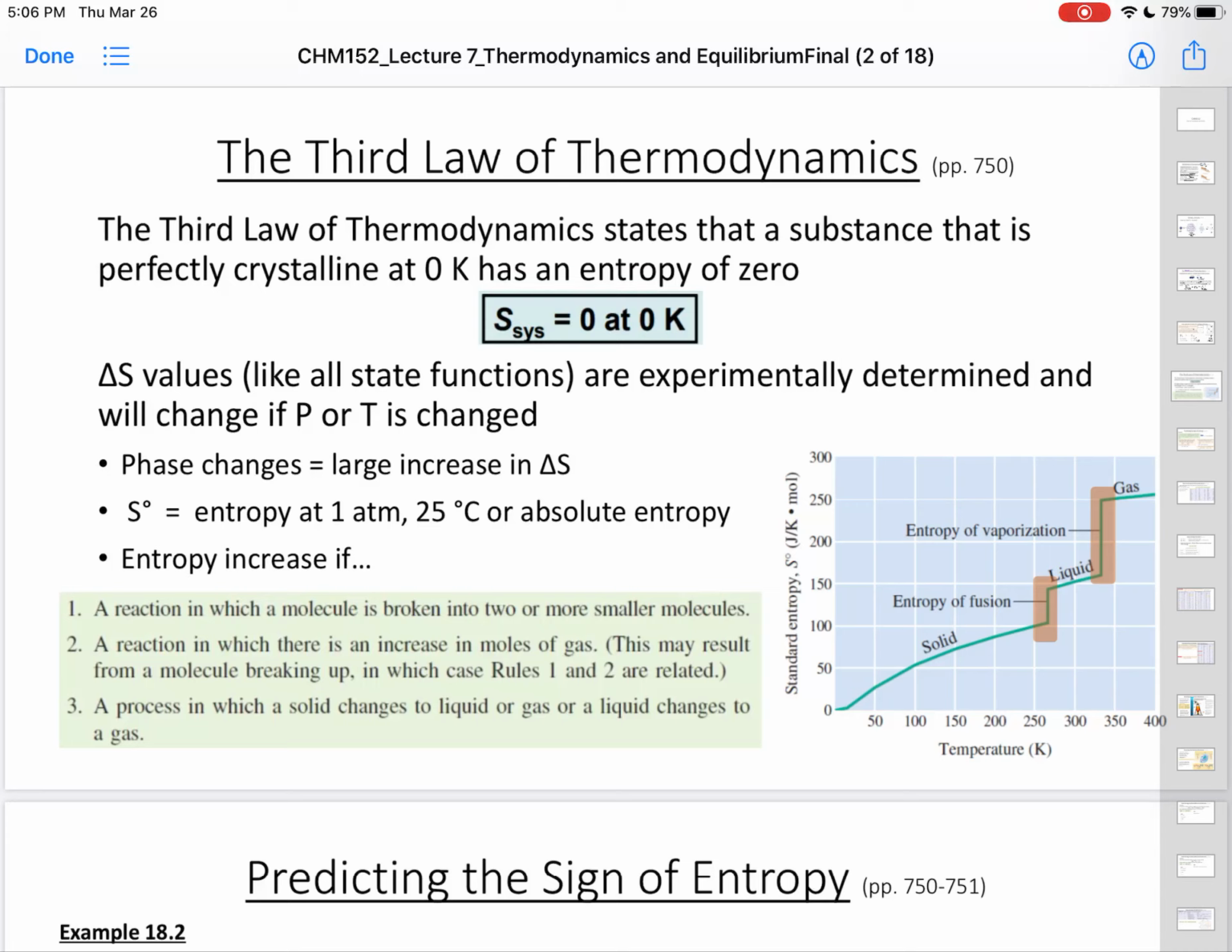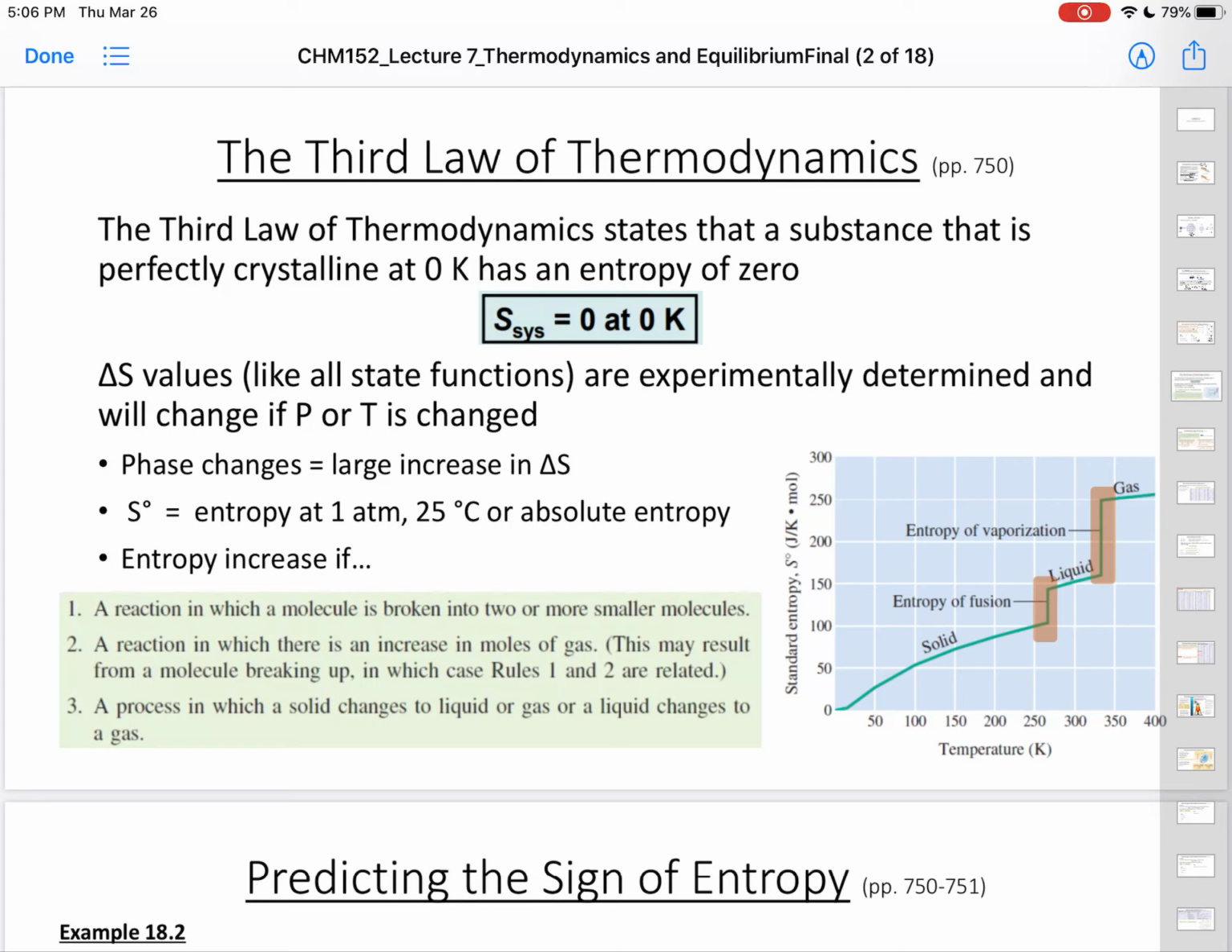Now delta S values, like all state functions, are experimentally determined and will change if pressure and temperature are changed. So for example, if you have a phase change, if you're going from solid to liquid or liquid to gas, every time you do a phase change, you should have an increase or a decrease in delta S. If you're going from solid to liquid and then liquid to gas, every one of those phase changes should give you an increase in delta S.